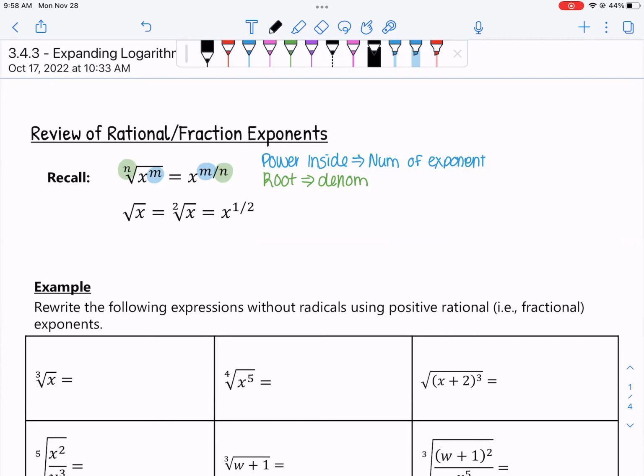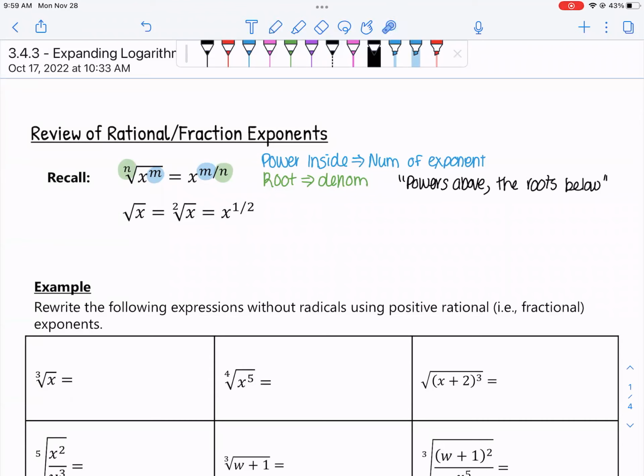One of the favorite things I have heard a colleague say when she talks about rational exponents is it's the powers above and the roots below. So if that helps, the powers above and the roots below. I think that in my head all the time now.